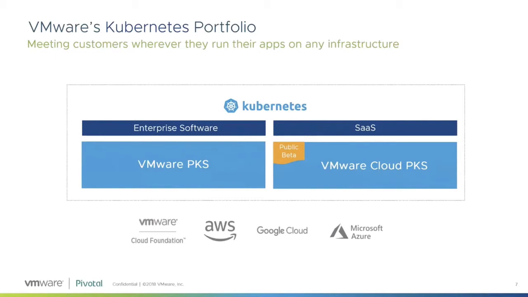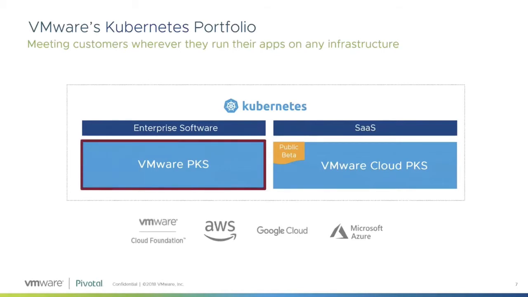We have seen some demand for a SaaS version of this, so that is where VMware Cloud PKS comes into play. As you may know, VMware is starting to evolve a lot of different SaaS services, and PKS is also one of those. So I can go to my VMware portal and ask to deploy Kubernetes clusters with a single click, and it will deploy into public clouds. It's currently in beta. So those are the two portfolio offerings. I'm going to spend time mostly talking about the enterprise software version, which is VMware PKS, because it is officially released.